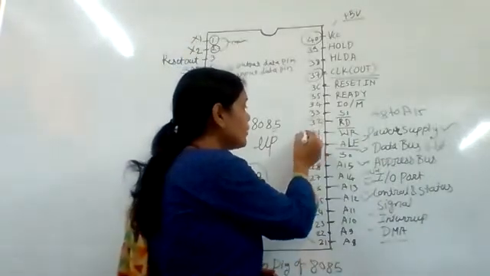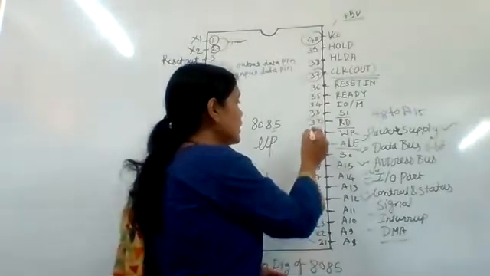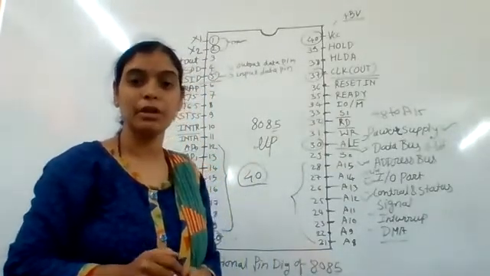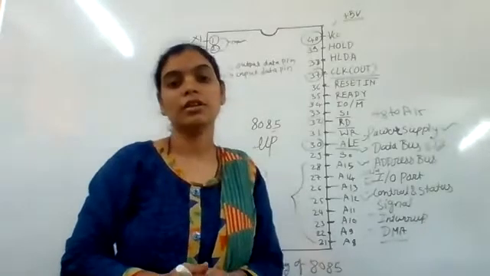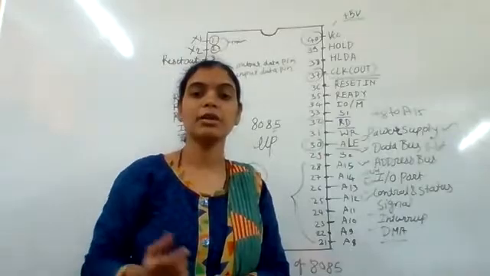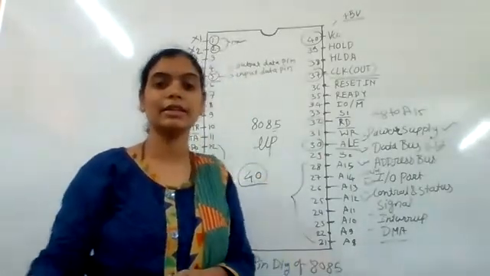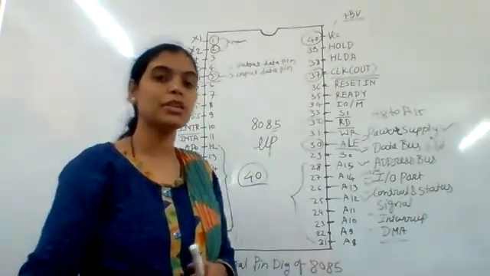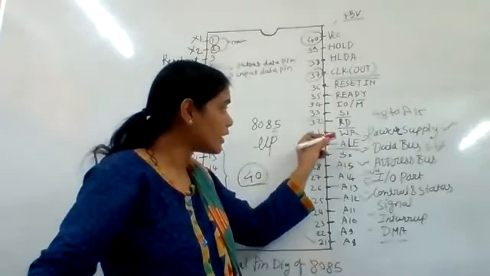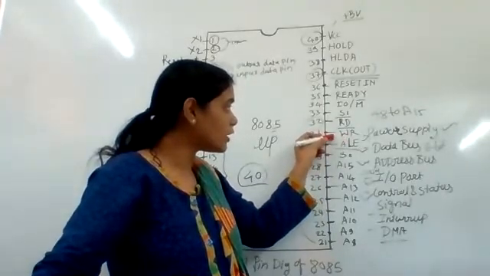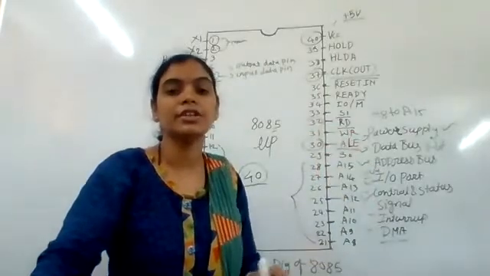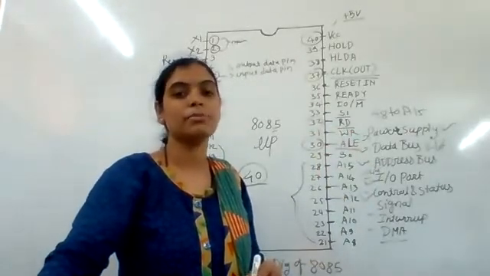Next is pin number 31, WR. This pin shows the write operation. A low signal on this pin represents the write operation at the memory or I/O device. This indicates that the data on the data bus is to be written into the desired memory address or I/O device by the processor.